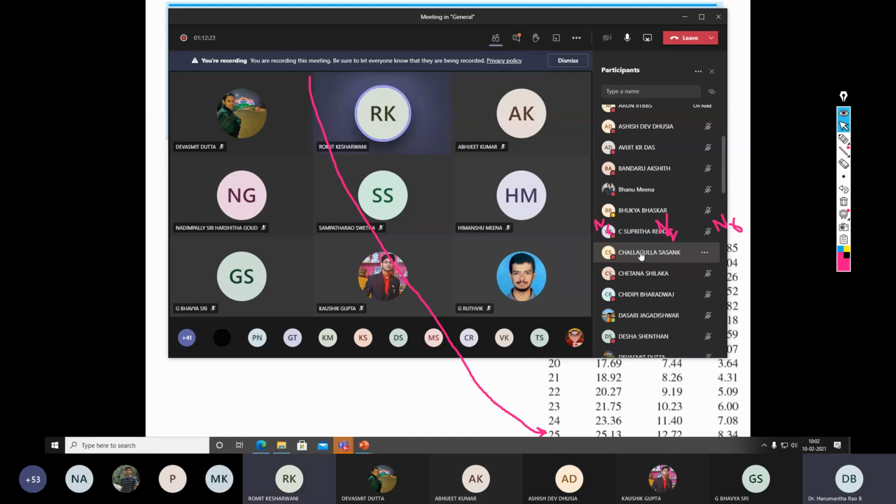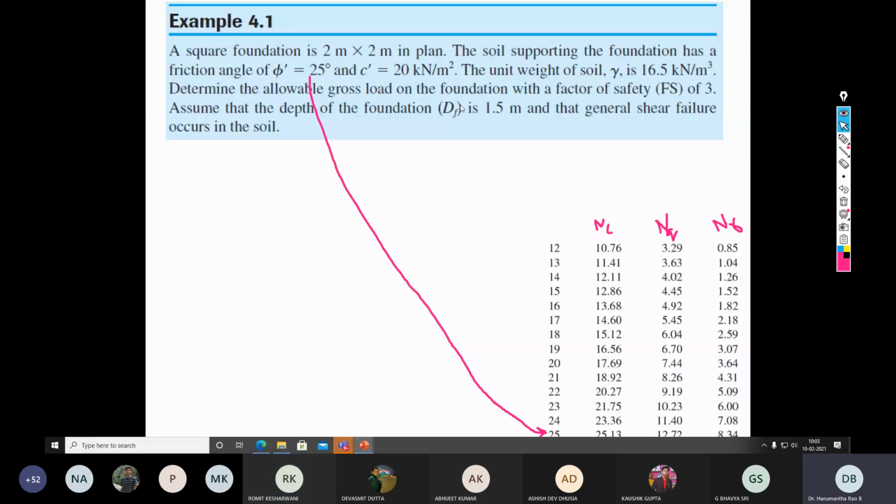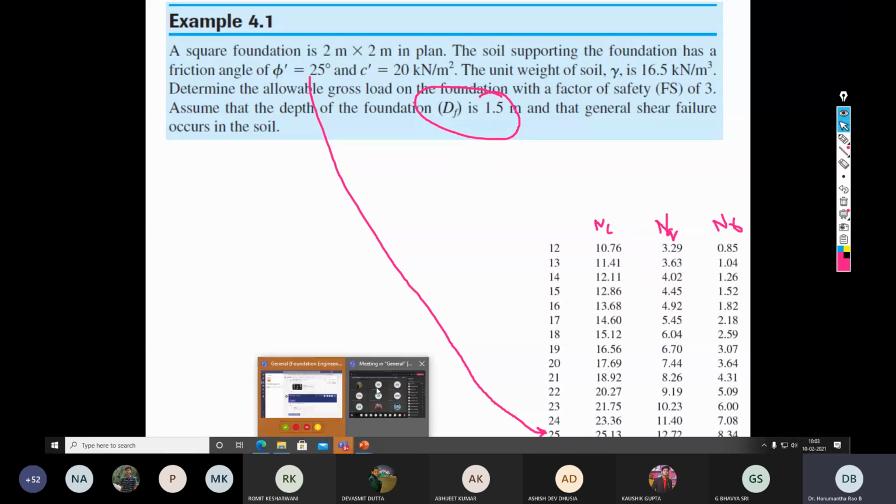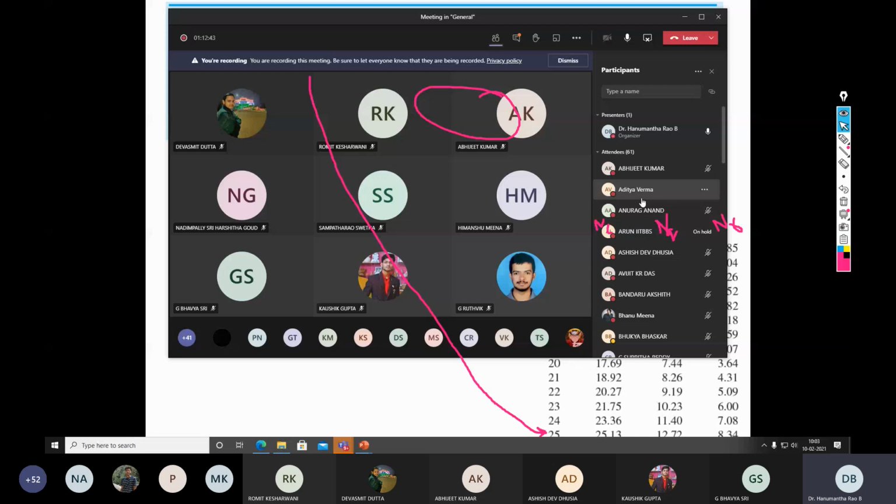Sir, but here the depth of the foundation is not given. Then how to take Df? It's given, 1.5 meter. Df is 1.5 meter. Okay, sir. And sir, we have to take both gamma as 16.5? Yeah, below and above. Since nothing has been mentioned about the groundwater table, ignore the effect right now.